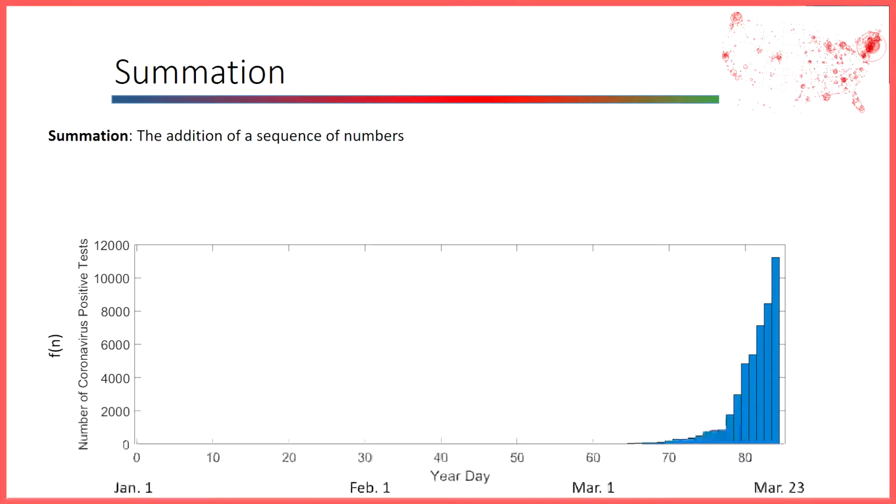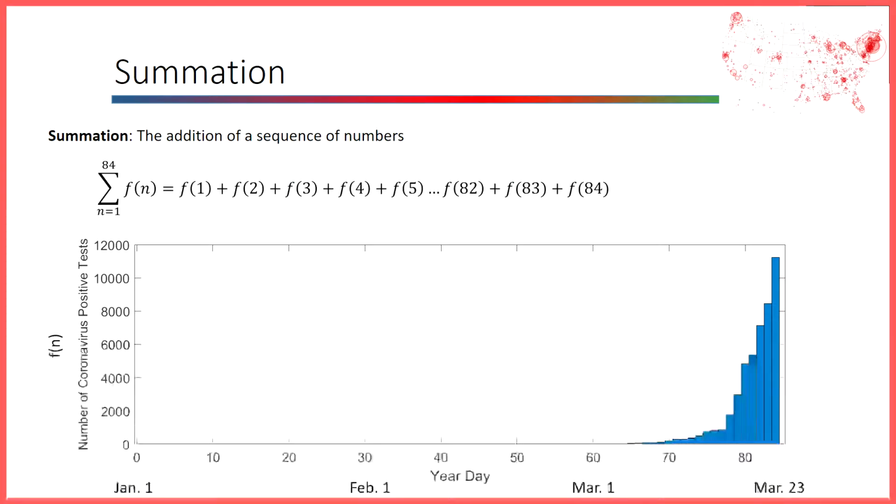Since this data is for the number of new positive tests each day, if we want to find out the total number of positive tests, we can just add up all the positive tests that have occurred so far. And for this, we'll use the summation. This equation tells us that the sum from n equals 1 to n equals 84 of f of n equals f of 1 plus f of 2 plus f of 3 plus f of 4 plus f of 5 plus f of 6 plus f of 7 and so on, all the way up to f of 84. So we're just adding up all of the values of f of n from 1 to 84.